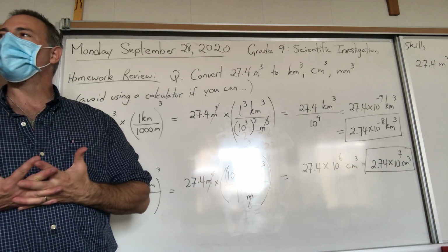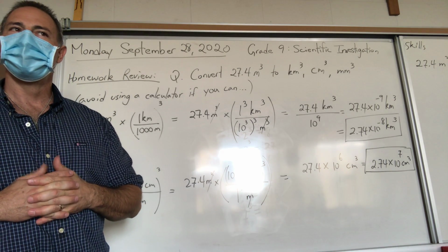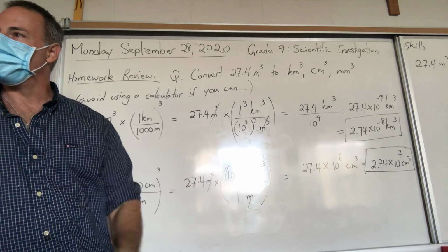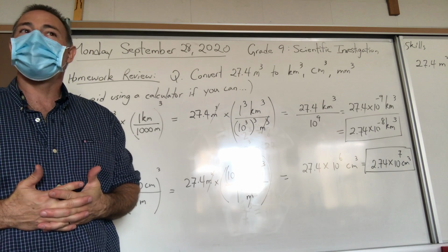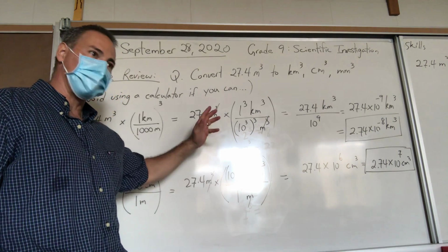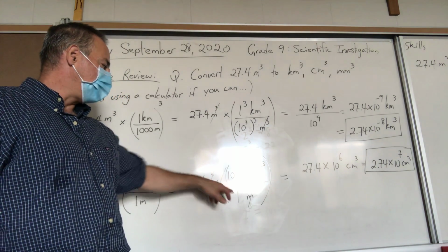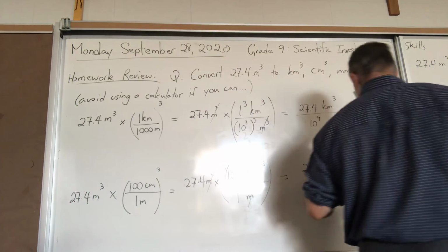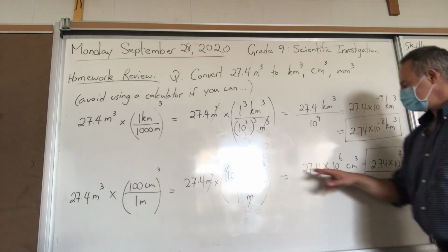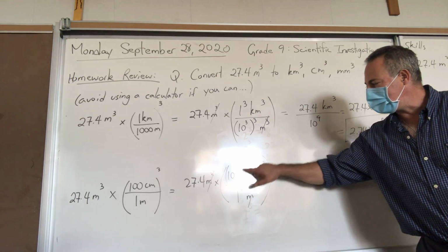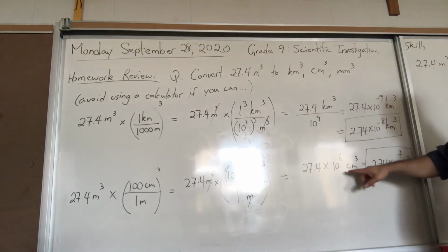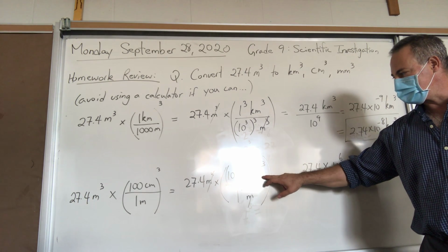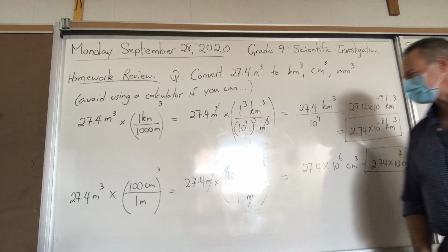What's 1 to the power of 3? What's 1 raised to any power? 1. It'll stay 1. So this remains 1. Don't have to worry about it. So 27.4 divided by 1 still equals 27.4, so I just wrote 27.4. 10 to the 2 raised to the power of 3 gives you 10 to the 6, because when you raise a power to a power, you multiply the powers. So you get 10 to the 6. Centimeters cubed, because the centimeters cubed doesn't cancel, but the meters cubed does cancel.